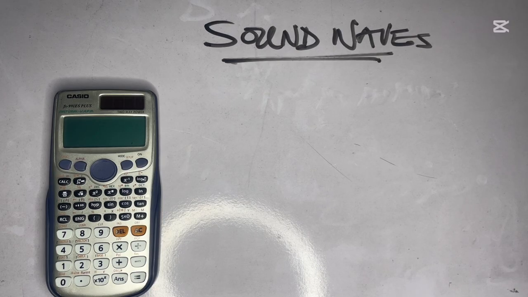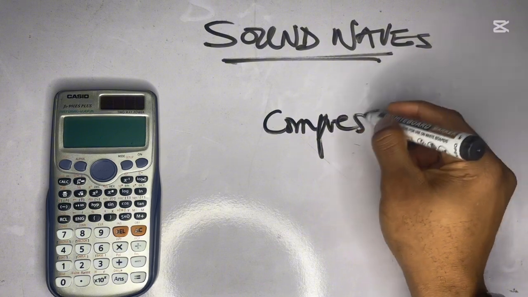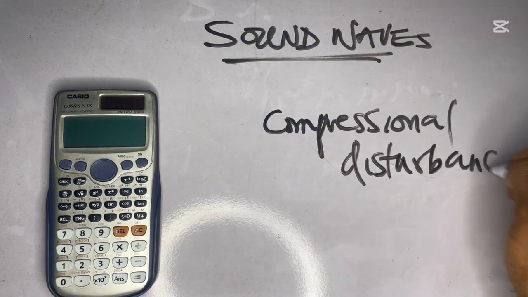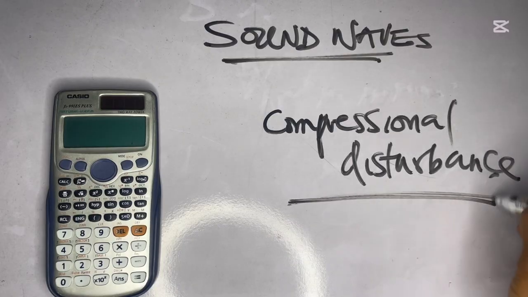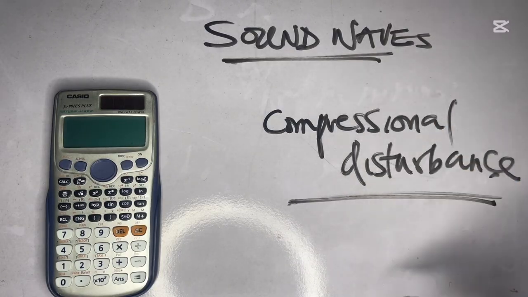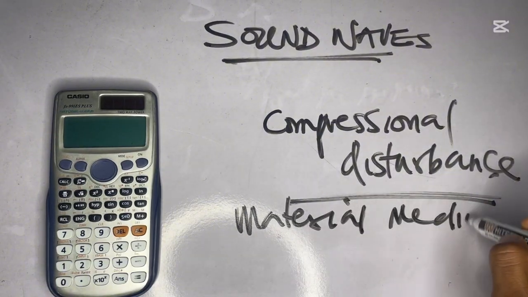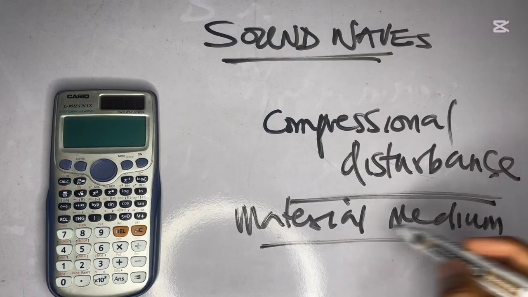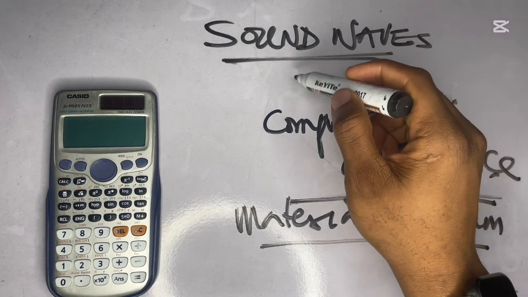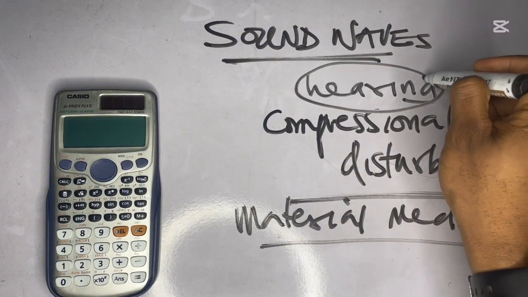There are two keywords here. We have compressional, then we also have disturbance. It is known as a compressional disturbance which travels through a given material medium. Basically it leads to what we call hearing. So it brings about the phenomenon called hearing.